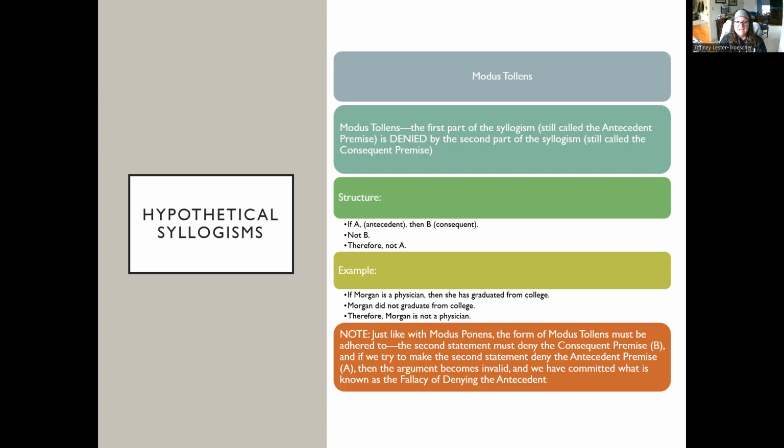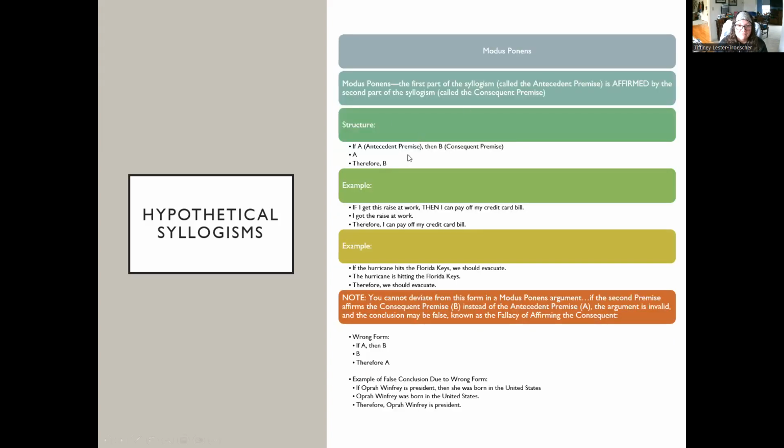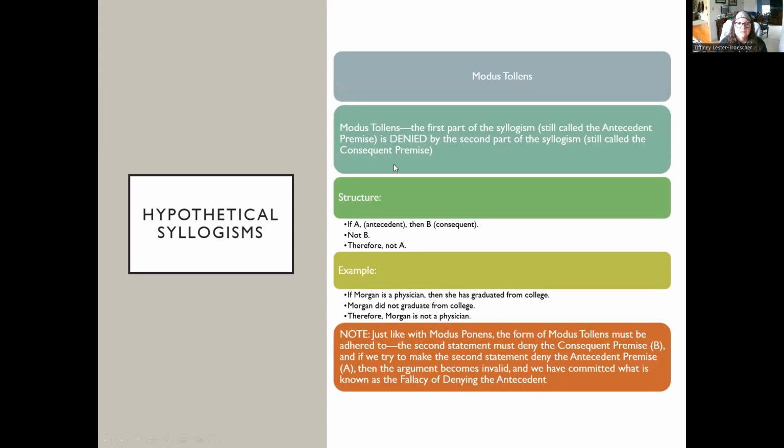The second statement has to deny the consequent premise, B. And if we try to make the second statement deny the antecedent premise, A, if we try to say not A, if A then B, not A, therefore B, we have the fallacy of denying the antecedent. The form still does not work. So when you're trying to affirm, it's if A, then B. A, therefore B. If A, then B, not B, therefore not A.